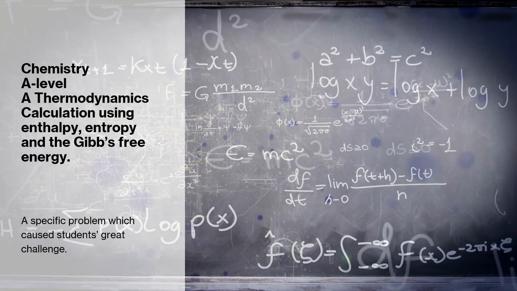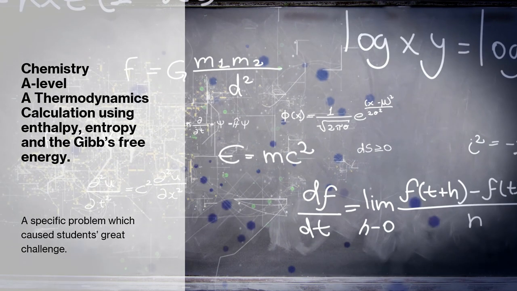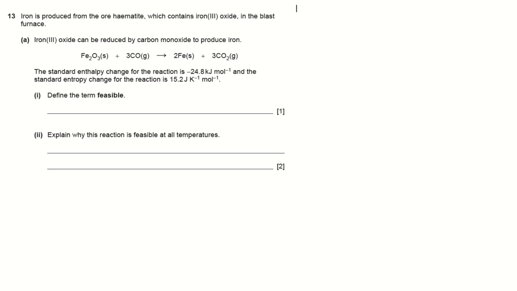Now, it's only really the last part of the question that is difficult. The rest of it is a fairly standard run-of-the-mill thermodynamics question, and you'll see when we get to the last part how it's a little bit more challenging. So this question is about the industrial manufacture of iron in the blast furnace, and the thermodynamics involved in that. You can see there are two methods for industrially making iron in the blast furnace.